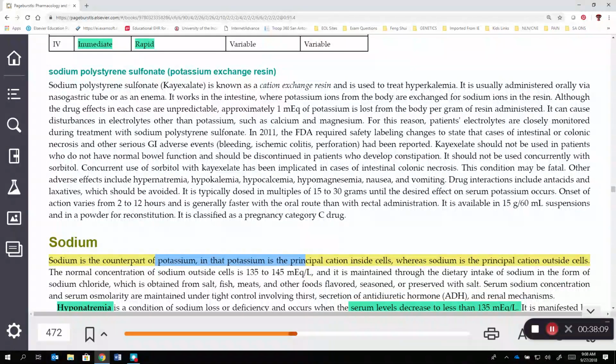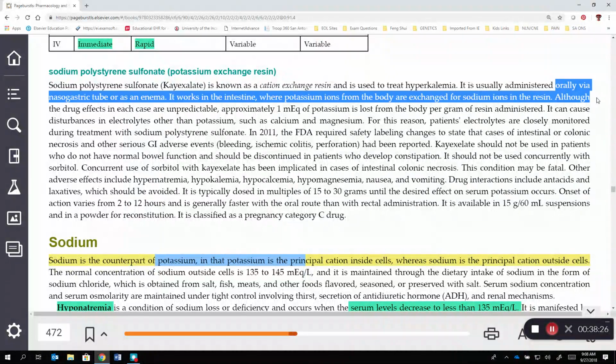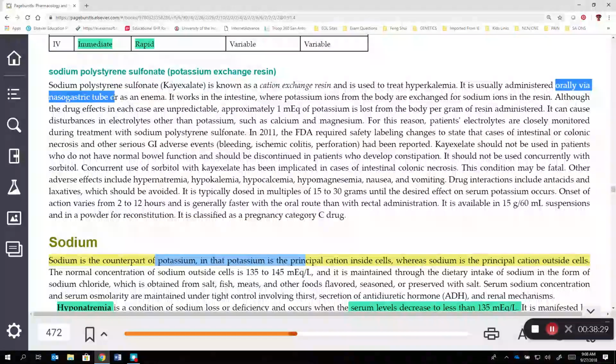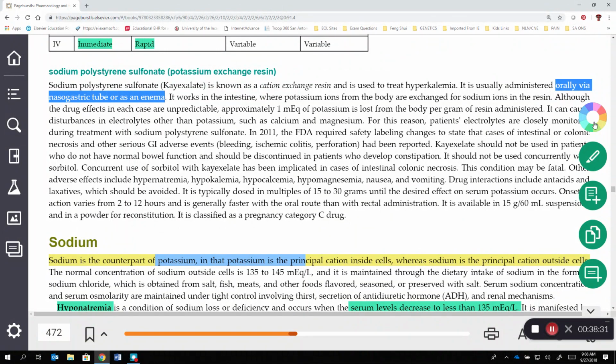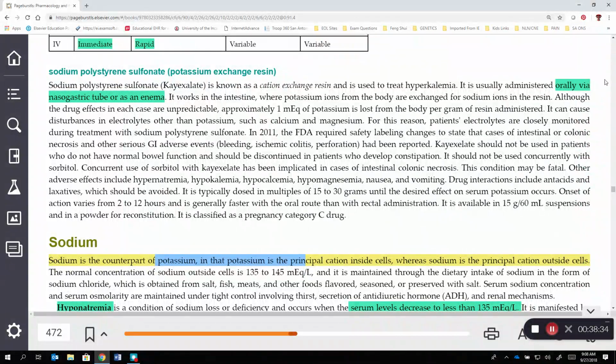It's a suspension, a liquid suspension, and if I remember right, it's brown, and it looks like very weak hot chocolate, but it does not taste like very weak hot chocolate, which is why we usually give it orally via a nasogastric tube, or we give it as an enema. It's a rare patient that can actually tolerate drinking enough of the Kayexalate to achieve what we need. So we usually have to drop an NG tube and give it to them that way.